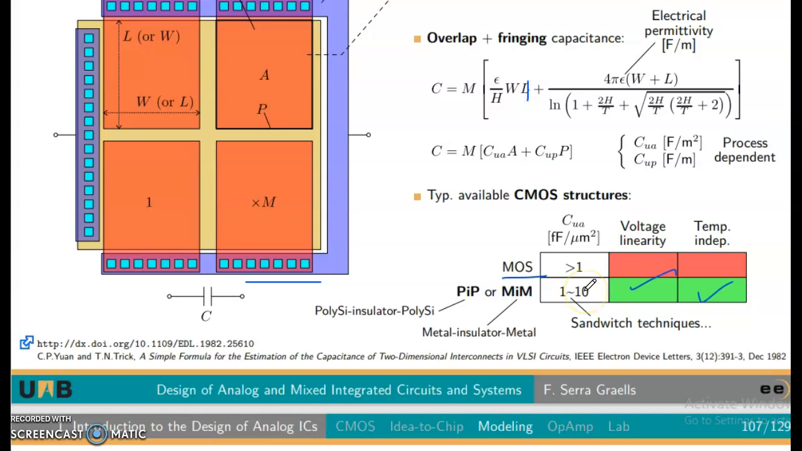And then 1 to 10, sandwich techniques. This is sandwich techniques, CUA in F per micrometer squared. Okay, this much F, this much micrometers. So MOS is greater than 1 only, but here 1 to 10.